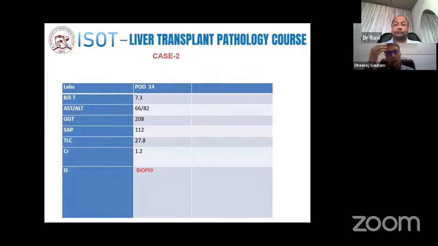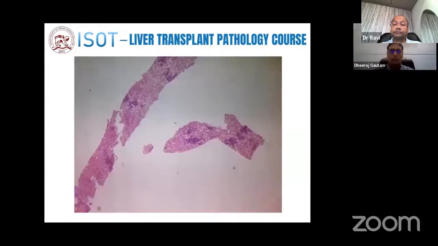So case 2: we received the biopsy on POD 14. Bilirubin was 7.3. AST-ALT again marginally increased. GGT was 208. Alkaline phosphatase 112. And then TLC was very high, 27.8, creatinine 1.2. So these are the photographs.